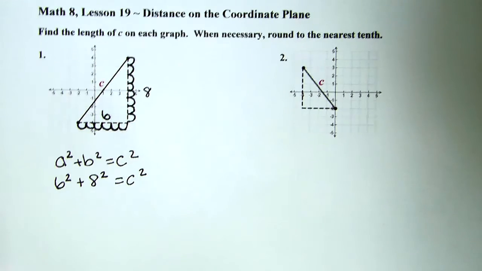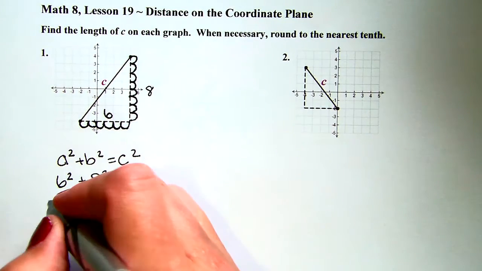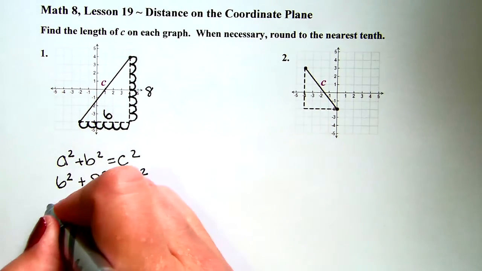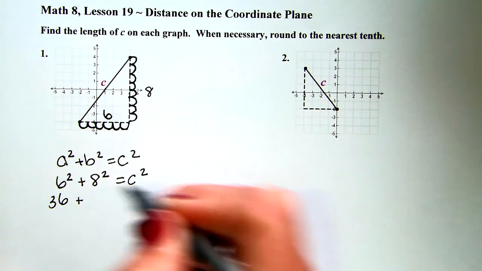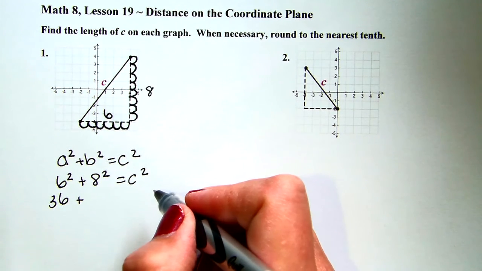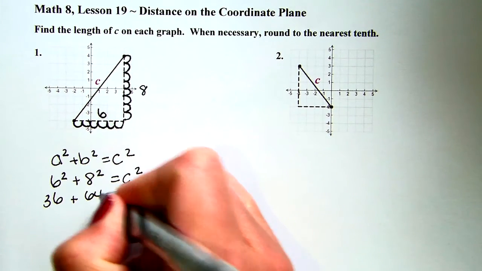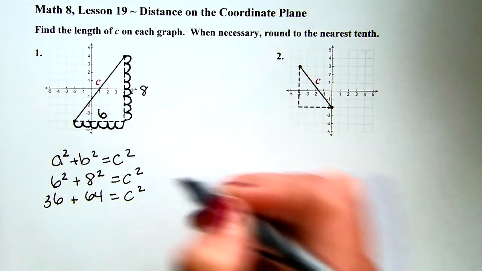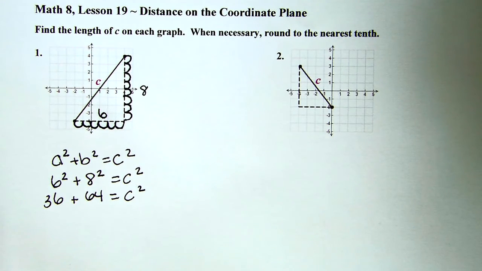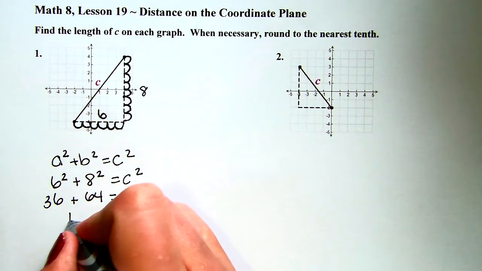Next, 6 squared, that's 6 times 6, so that's going to give us 36. 8 times 8 for 8 squared is 64. And once again, that's going to equal c squared. Now 36 plus 64 happens to give us 100. So we get 100 equals c squared.